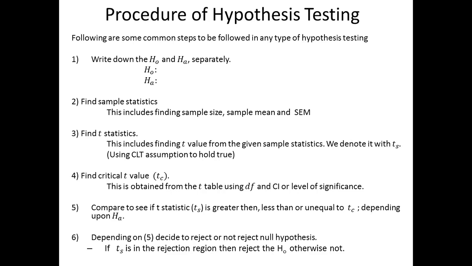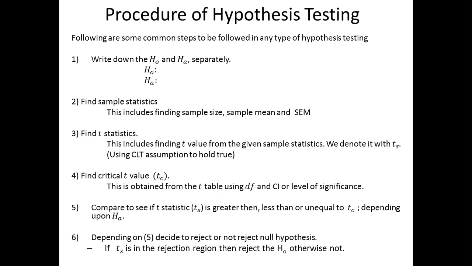And the fourth step is finding the critical t value. This is obtained from the t table, and for finding the critical t value we should know the degree of freedom, and we should know the confidence interval, and more importantly we should know whether it is a one tail test or a two tail test, because as we know from the t table, we have the confidence intervals or the significance levels for both one tail and two tail. So we should know which type of test we are basically performing.